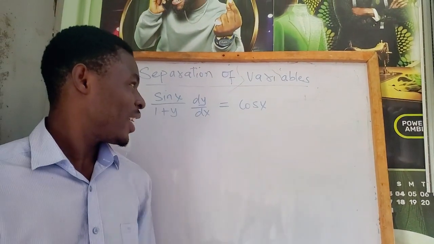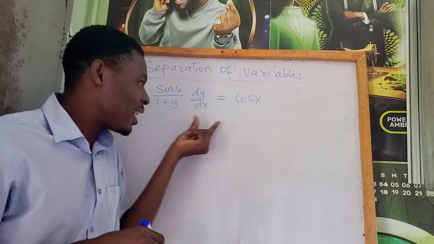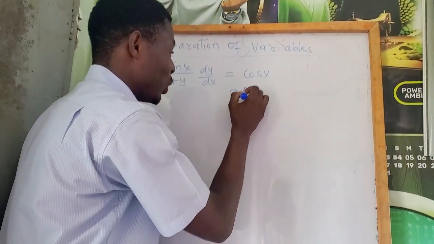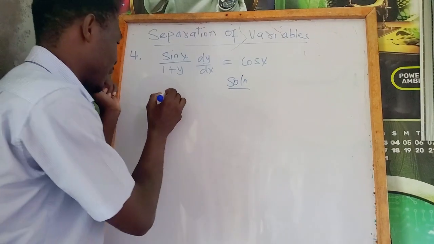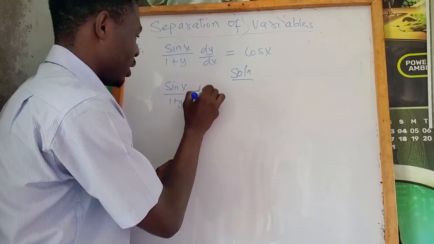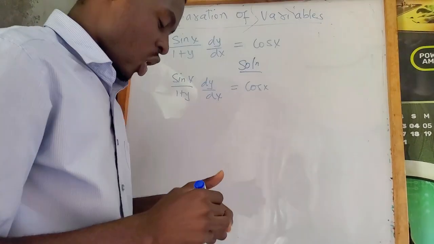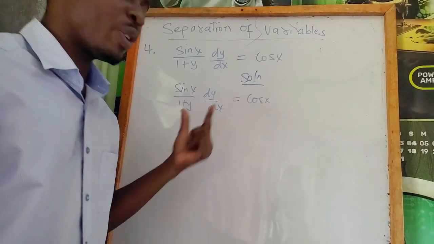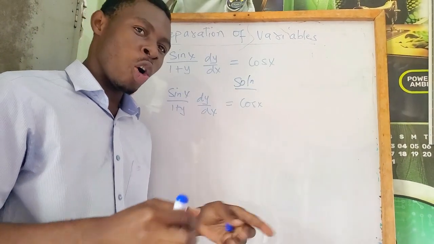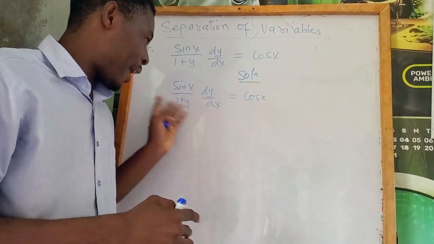We are back with another example. Sin x divided by 1 plus y, dy dx is equal to cos x. Let's get it done. So solution, this will be sin x over 1 plus y dy dx is equal to cos x. Well, the first thing to do, make sure you have all the terms that contain x on one side, all the terms that contain y on the other side.